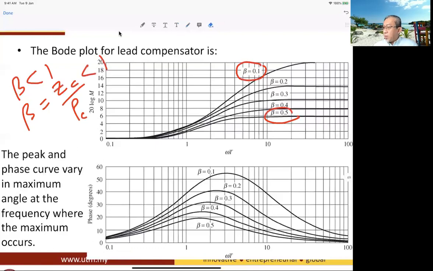And similarly, go to the phase. Okay, this is the phase, and the magnitude. Okay, so you can see the variations between beta 0.5 and beta 0.1, right? So the peak of the phase curve varies, okay, in maximum angle at the frequency where the maximum occurs, right?